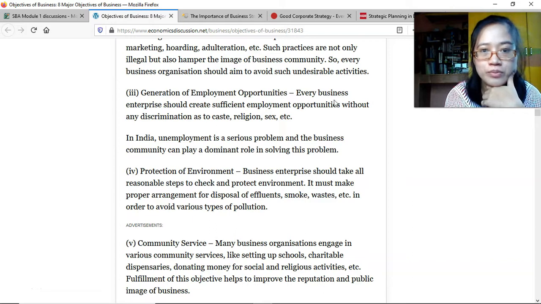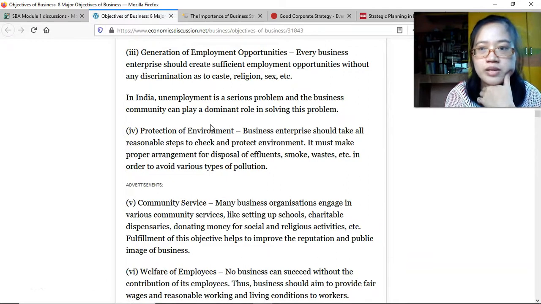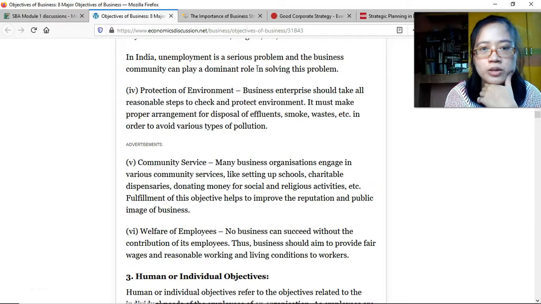Generation of employment opportunities. So, every business enterprise should create sufficient employment opportunities without any discrimination as to caste, religion, sex, etc. Okay? Sometimes they even include age. In India, unemployment is a serious problem and the business community can play a dominant role in solving this problem. I'm not sure about this.